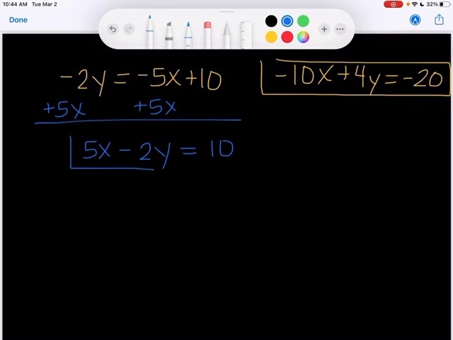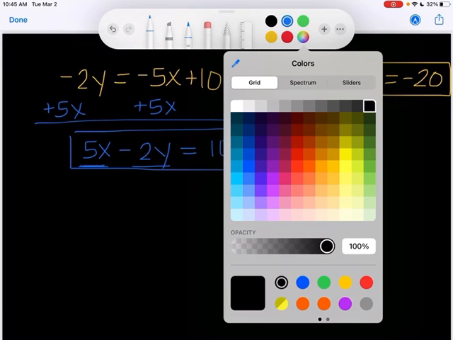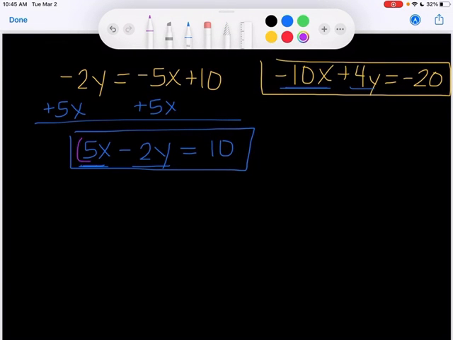So I've got these two equations, but if I look at my x's, I've got 5x and negative 10x. Those are not opposites. And then I've got negative 2y and positive 4y. Those are not opposites either. So I'm going to have to multiply through to make one of those opposites. I'm going to make my x's opposites. I've got negative 10 here and positive 5 here. If I make this a positive 10 instead of 5, those would cancel out. In order to make that a positive 10, I need to multiply through by 2. That gives me 10x minus 4y equals 20.